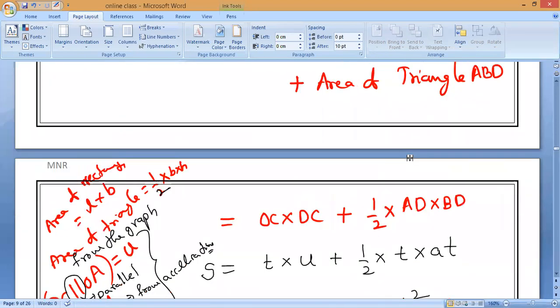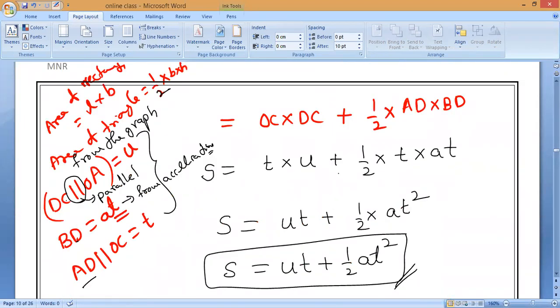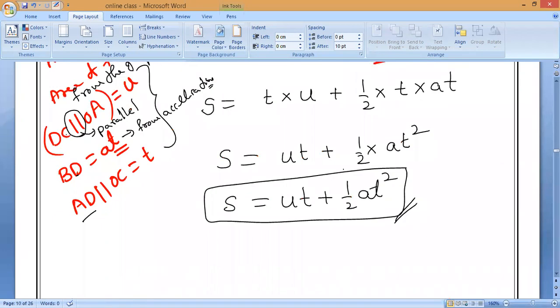Make it fast. If you really understand, I will be happy. No issues. If not, you ask me, I will teach again. Danishkar, have you understood? Yes, sir. Very good.